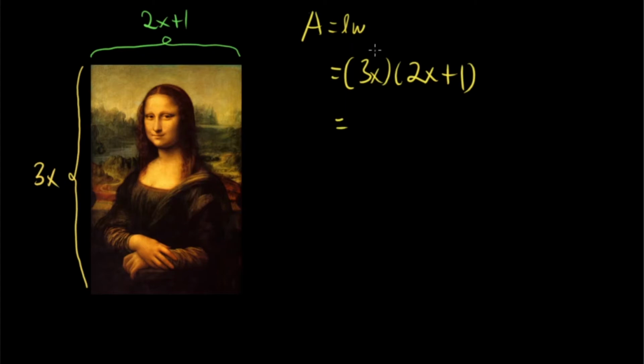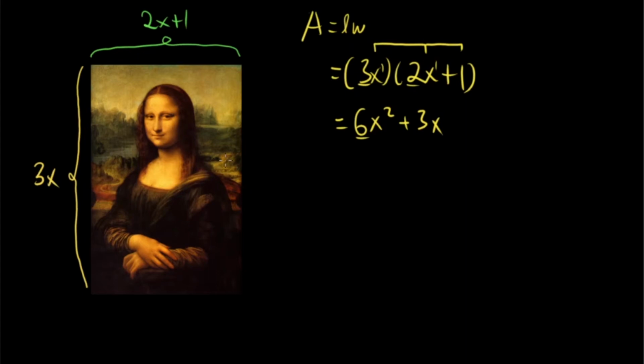Subukan natin i-multiply. So we have 3x times 2x, that will give us 6x squared. Minultiply yung coefficients, 3 times 2 is 6. And then, yung variables mo na parehas, in-add mo lang yung exponent, which is 1. Kaya naging 2. And then, 3x multiplied by 1 will give you positive 3x. This is now an expression representing the dimension of this portrait.